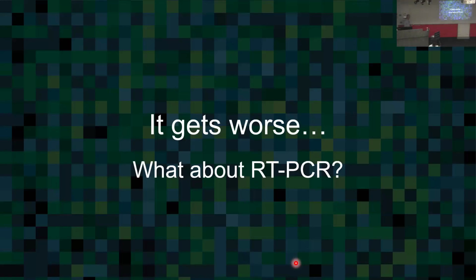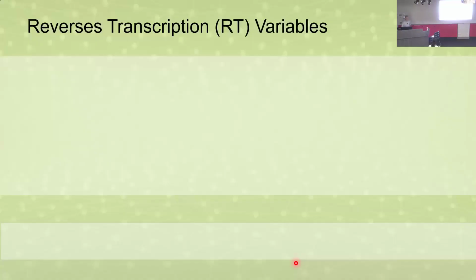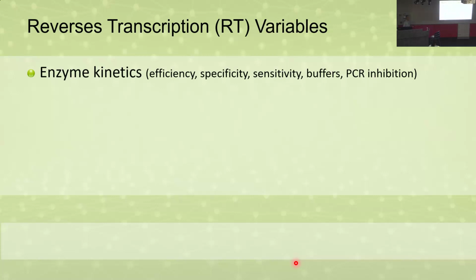But it gets worse. All of that was about the PCR, but we don't do that for gene expression. We do reverse transcription PCR because RNA doesn't amplify. We have to turn it into a complementary DNA, right? So what do we know about reverse transcriptases? Well, a lot of this enzyme kinetics is a big variable: efficiency, specificity, sensitivity, the buffers, PCR inhibition.